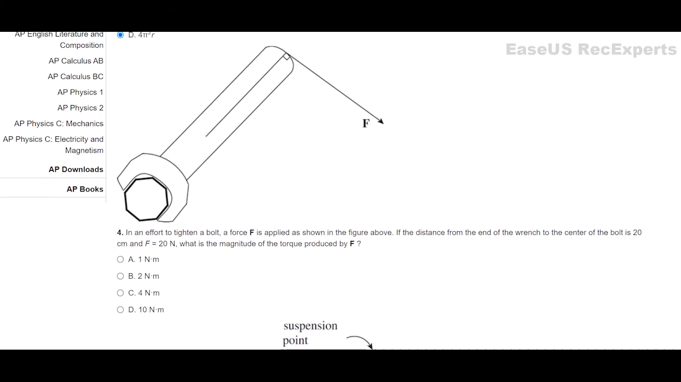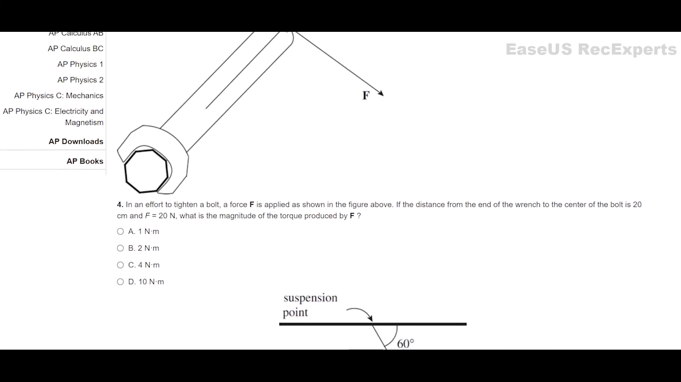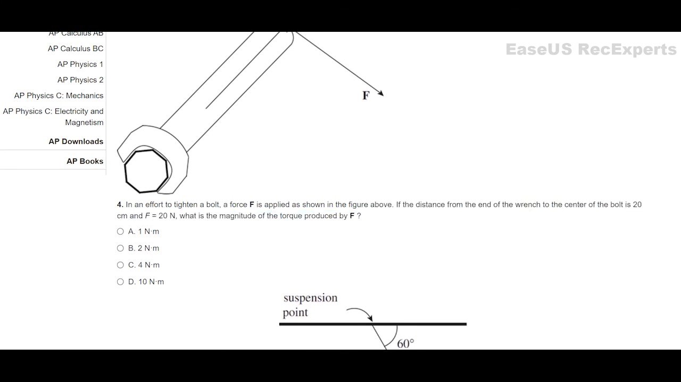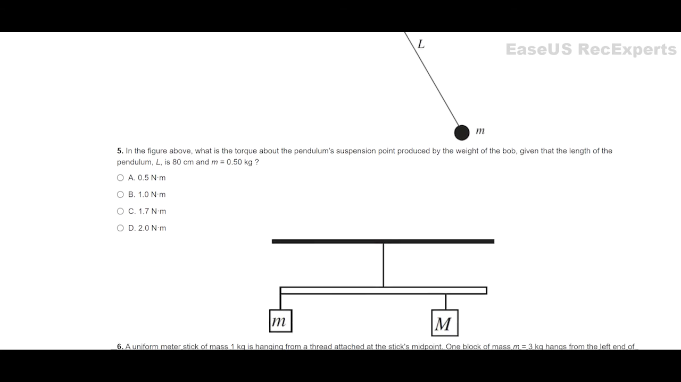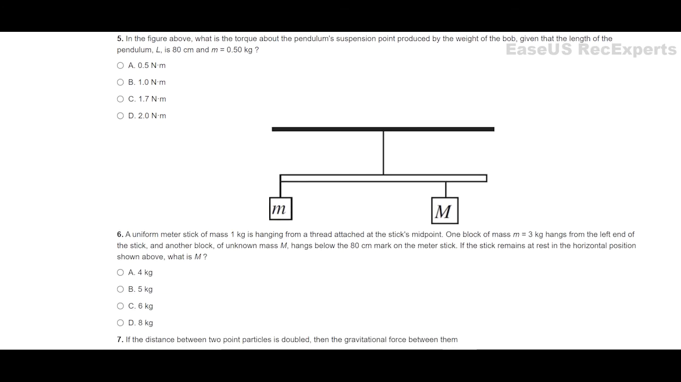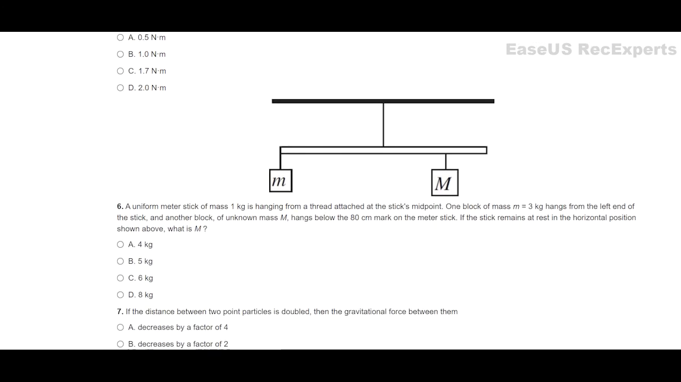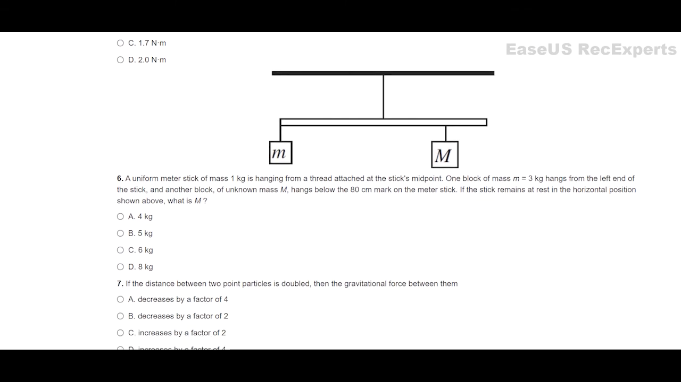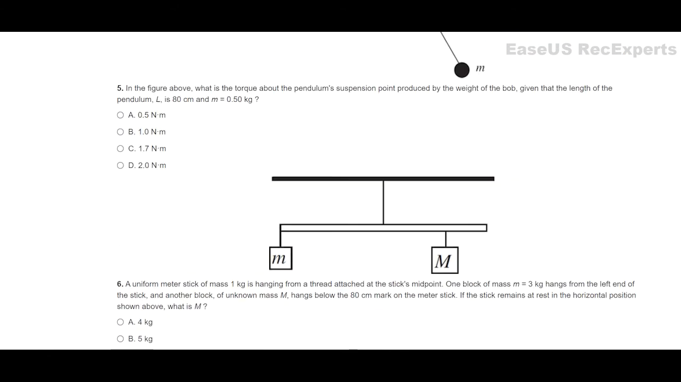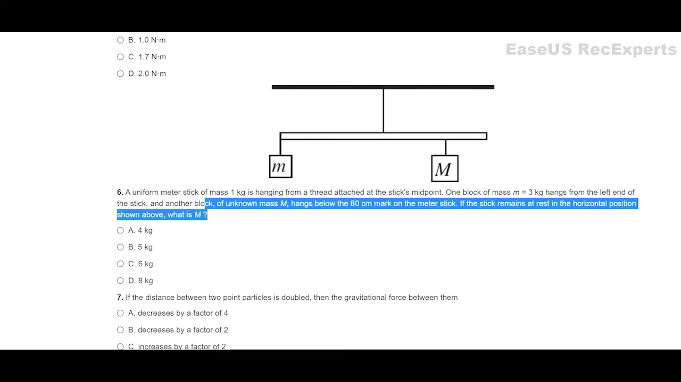Now we'll take a look at number 4. Right, now let's go to number 5 actually, because number 4 is based on torque, and we have not learned that yet. That will be something that we will be covering next semester. So in the figure above, what is the torque about the pendulum suspension point produced by the weight of the bob? Okay, this is another torque question. Sorry about that. And I believe this is also out of the scope of this unit. So let's go down to number 7. We have to keep in mind that 4, 5, and 6 are not solvable when we are checking our answers.